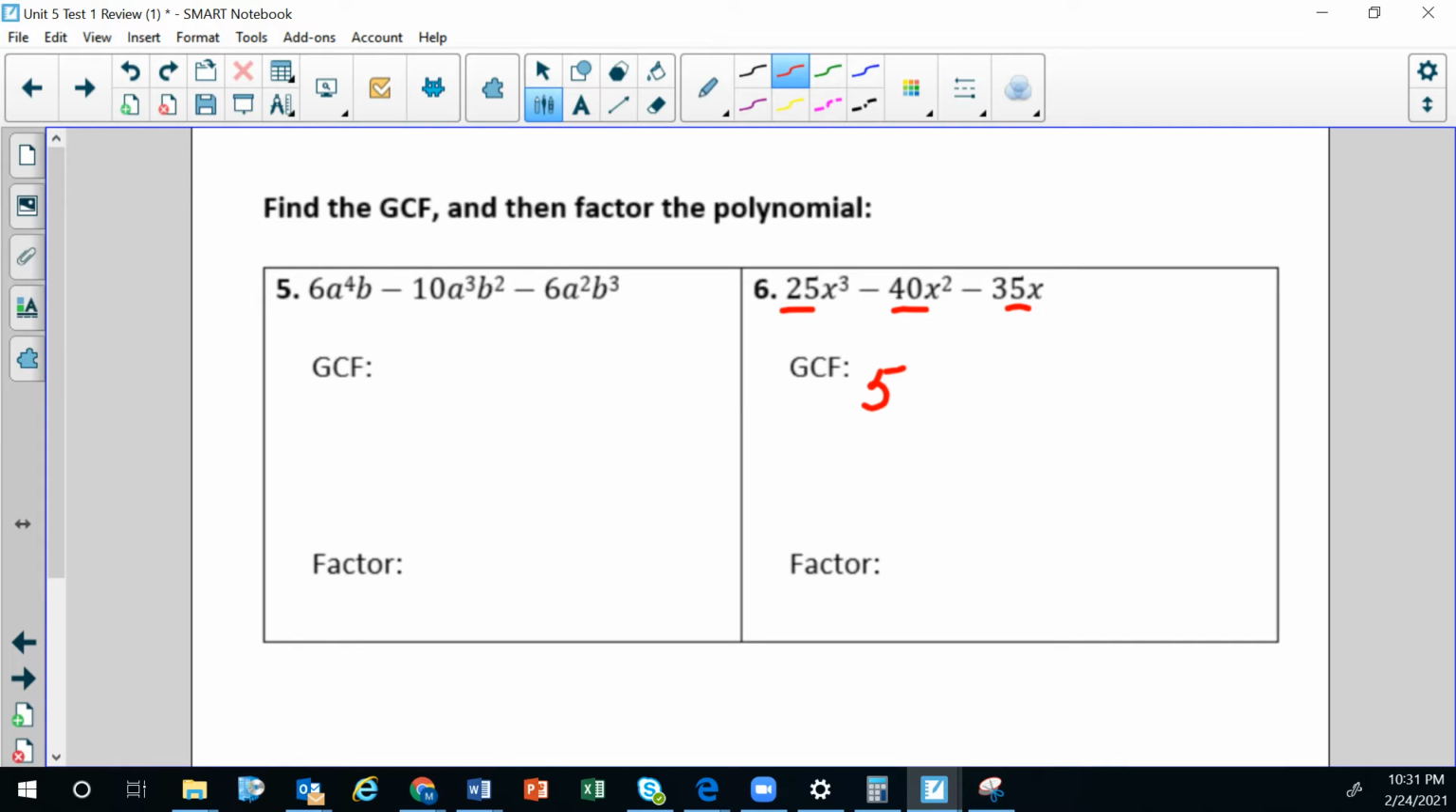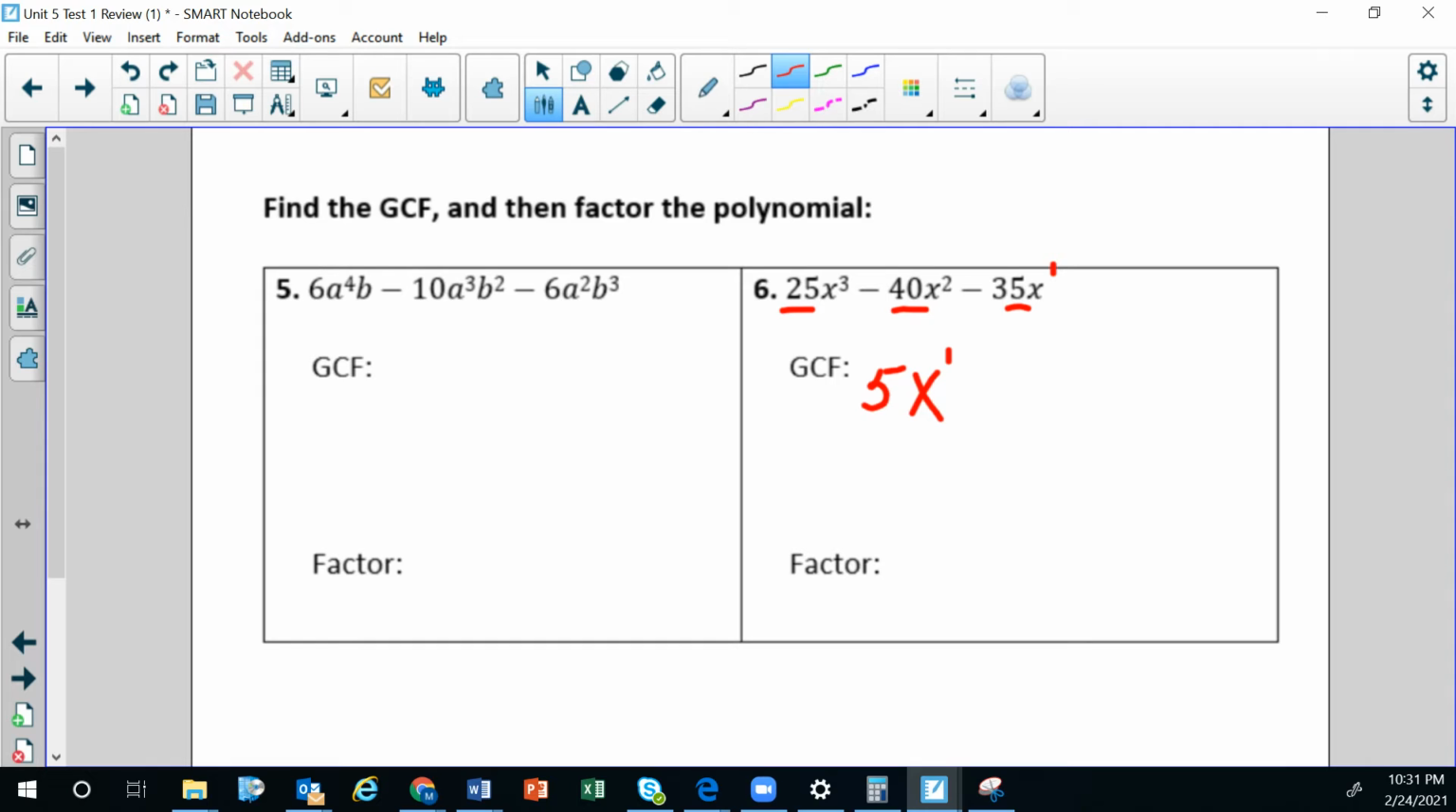And then let's look at the x's. I have x in all 3 terms, so I'm going to put an x there. And I want the x with the lowest exponent, and that's x to the 1. So I'm going to have an x to the 1 right there. So that's my GCF. Now, to find the factor, I've got to divide each term by the factor.